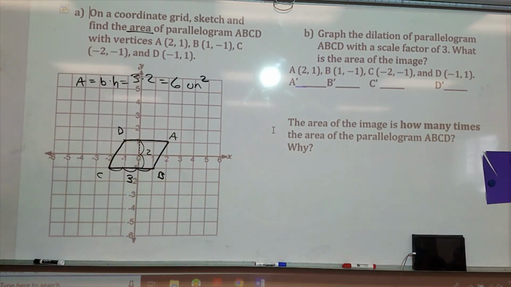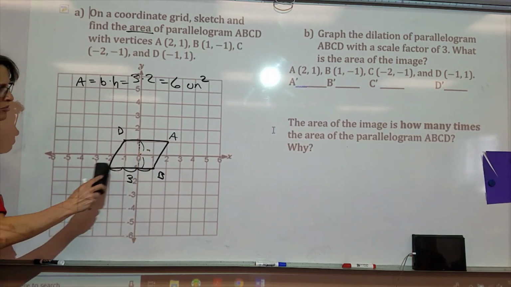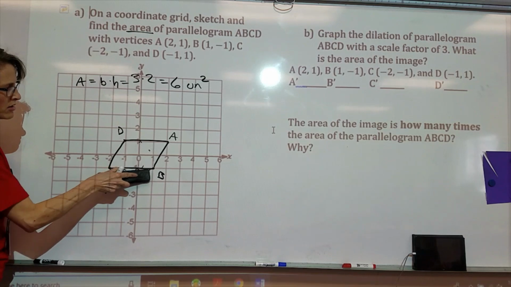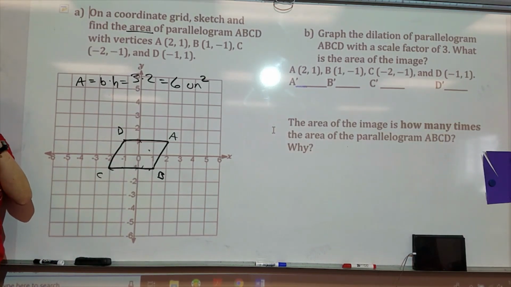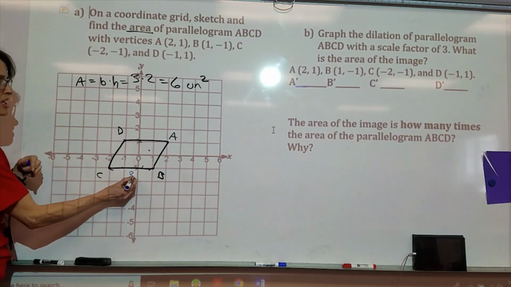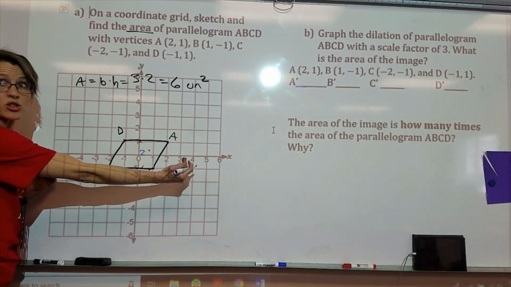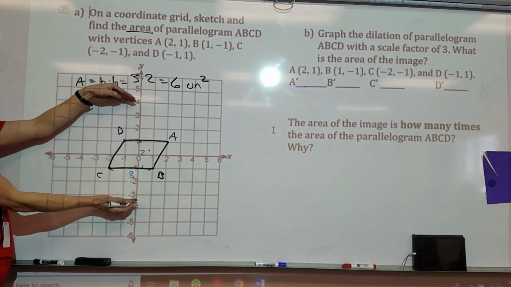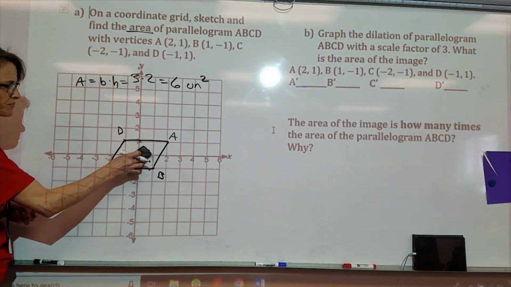About a month ago, we talked about dilating about the origin. Let me just clean this picture up a little bit. Keep in mind, our dimensions were 3 by 2. If I dilated the dimensions 3 times bigger, my new base should be 3 times 3, which is 9, and my height should be 3 times 2, which is 6. But where is it? Let's find out.